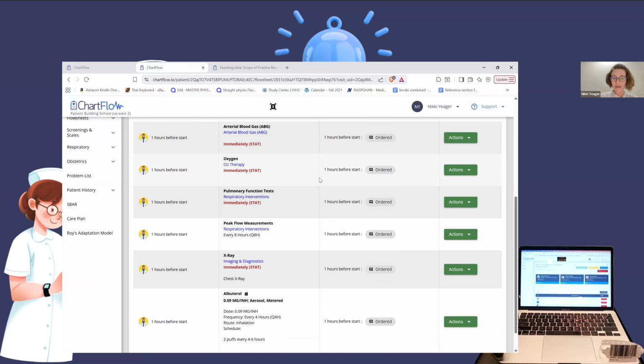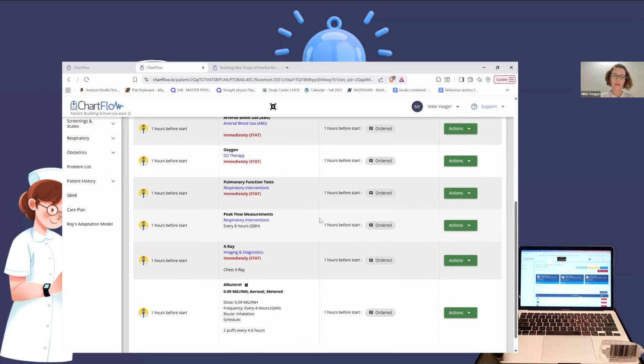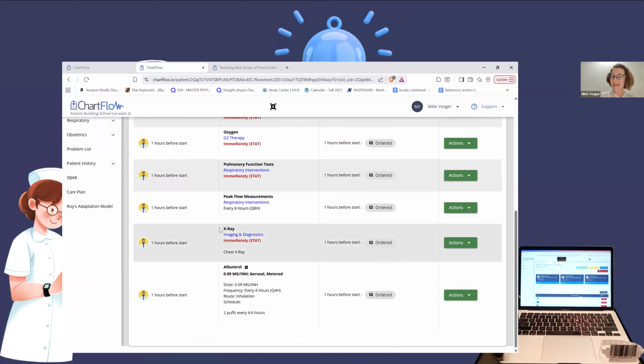Almost every type of healthcare worker can give oxygen for the most part. So your EMTs can give oxygen, ER techs can typically give oxygen, physicians, nurses, everybody for the most part can give oxygen. When you come down to something like an X-ray, this gets tricky. Whose scope of practice is this?